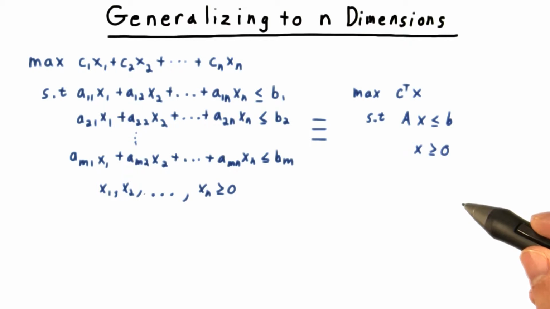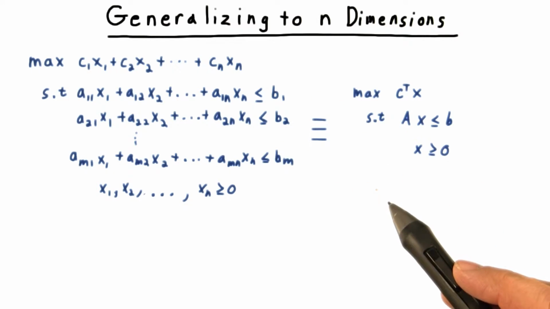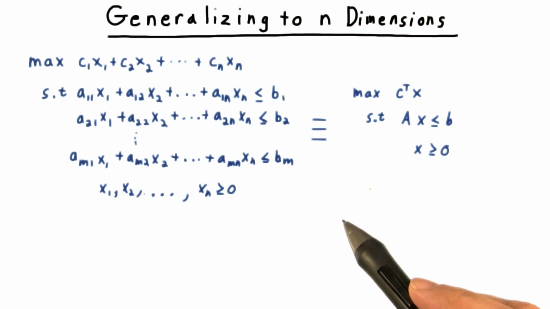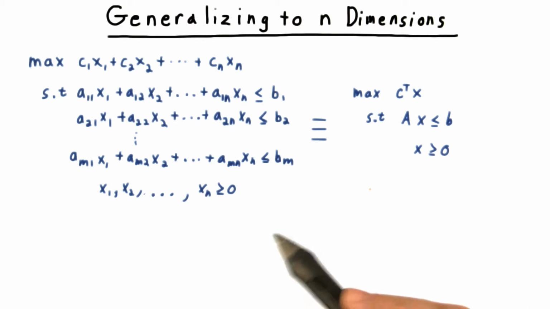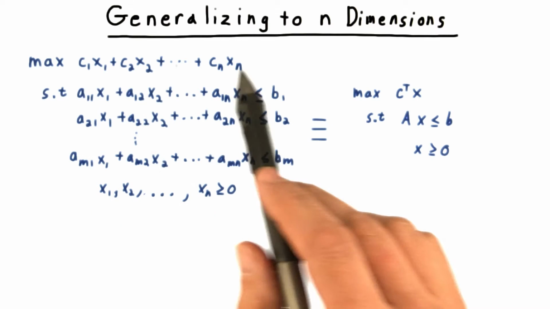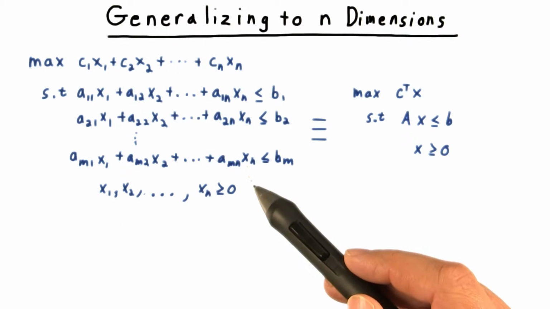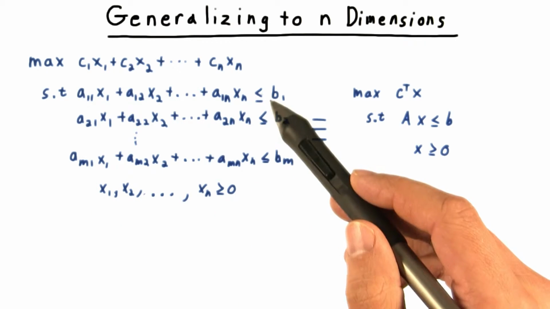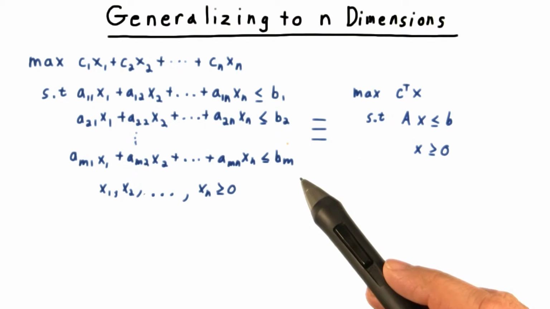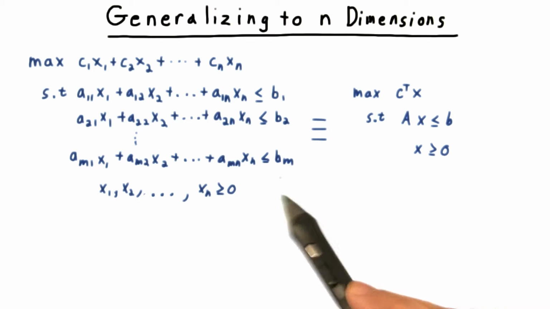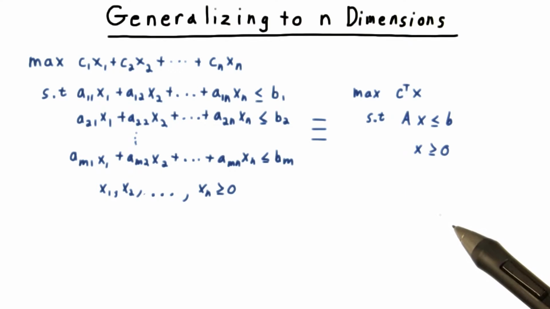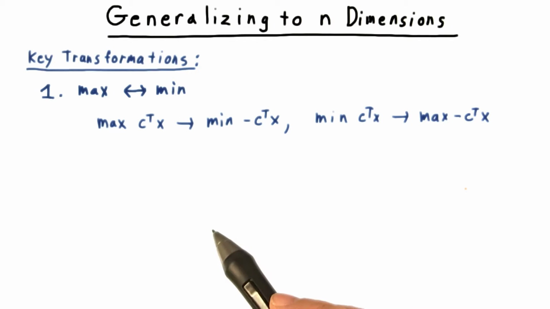When we first encounter a linear programming optimization problem, it might not be in this form. In fact, the only requirements for an optimization being a linear program is that both the objective function and the constraints be linear, whether they're inequalities or equalities. If this is true, then we can always turn it into a canonical form like this one. Here are the key transformations.